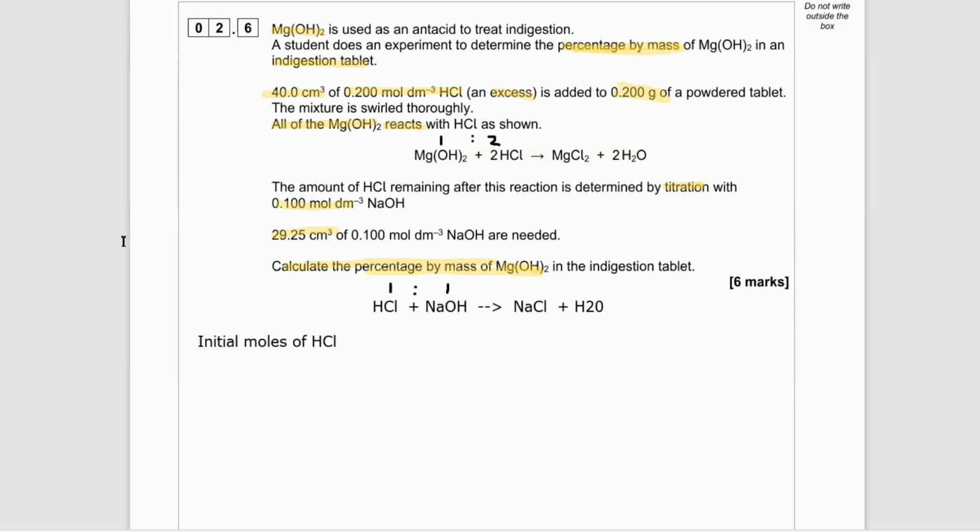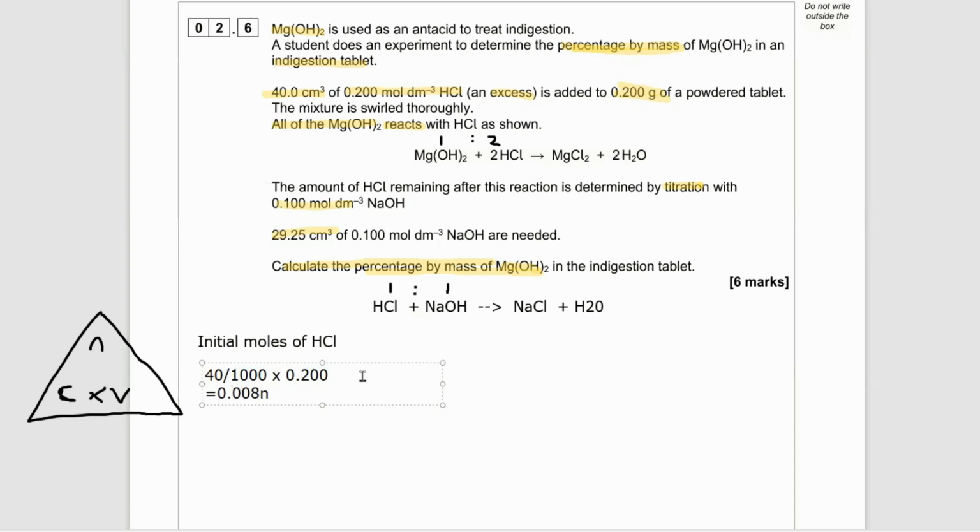It's a 1-to-1 reaction. So now let's go back to the top and find the initial moles of hydrochloric acid that we used in this investigation. So we've got moles over concentration times volume. We know that we had 40 centimeters of hydrochloric acid. So we divide that by 1,000 to get into decimeters. We times by 0.2, which is the concentration, and we get 0.008 moles of hydrochloric acid. Sorry, that was the initial moles. That's our starting moles. It wasn't a 1-to-1 reaction.